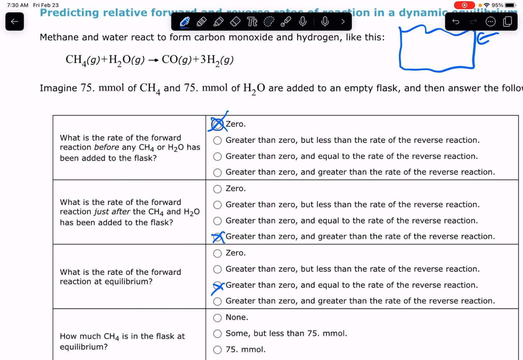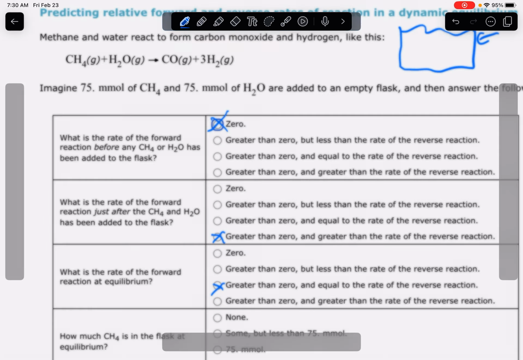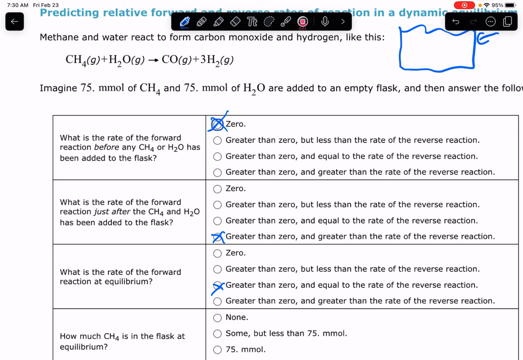So we're looking for this guy right here. Let's try this one. We're looking to see how much of this we're going to have at equilibrium, right? We know that the reaction is going in this direction, so we're going to have less than the 75 millimoles of CH4 than we did to begin with, right?